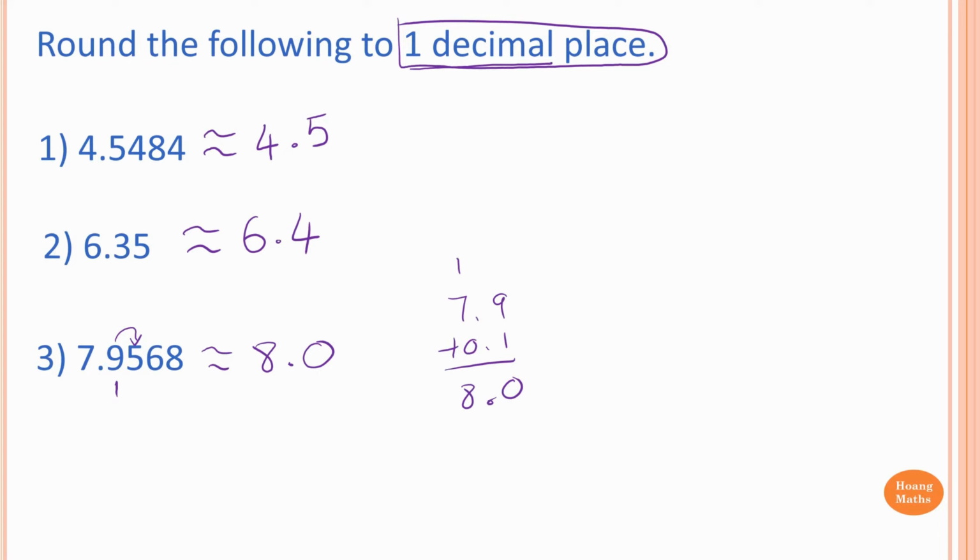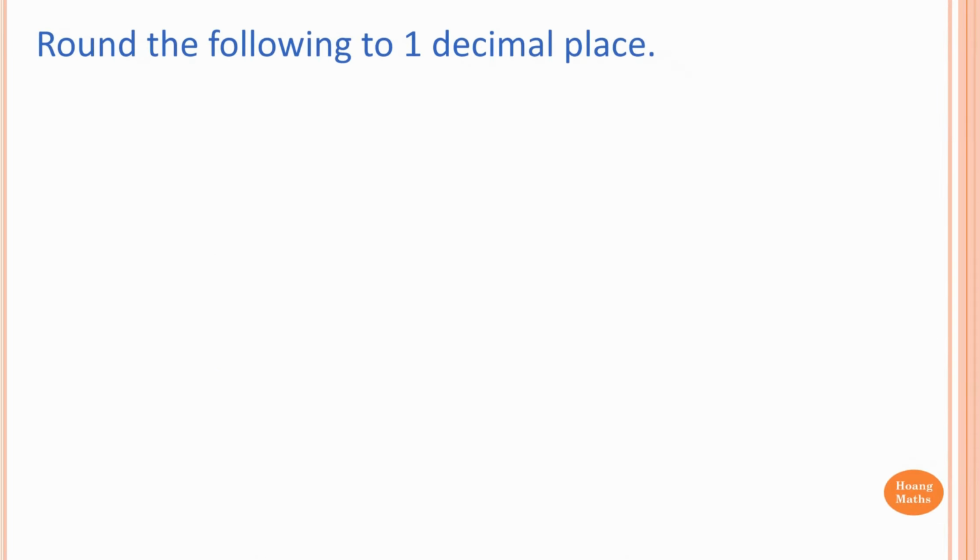So 8.0. Now please do not write 8. 8 means a whole number. 1 decimal place means 1 number after the decimal point. Because it's 0, we still need to write it down to indicate 1 decimal place. So 8.0. Now, please stop the video and try this one yourself.